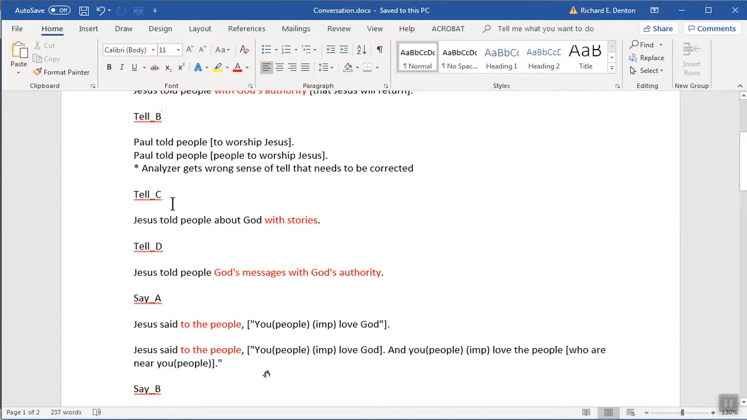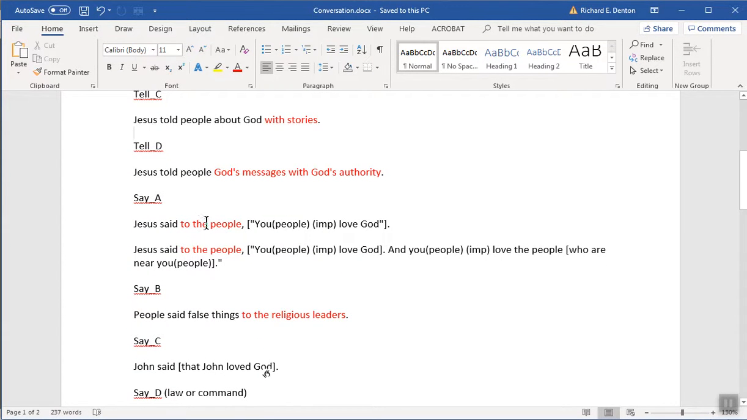Okay, Tell C is to tell someone about something. Jesus told people about God with stories. So it has an optional instrument argument. The told people would be the destination, the people you're telling to, and about God would be the patient. It's what the telling is about.